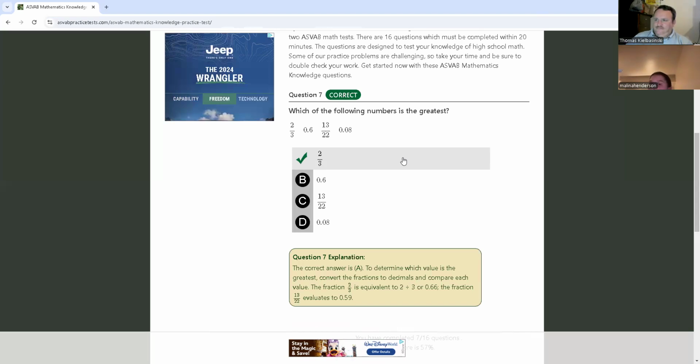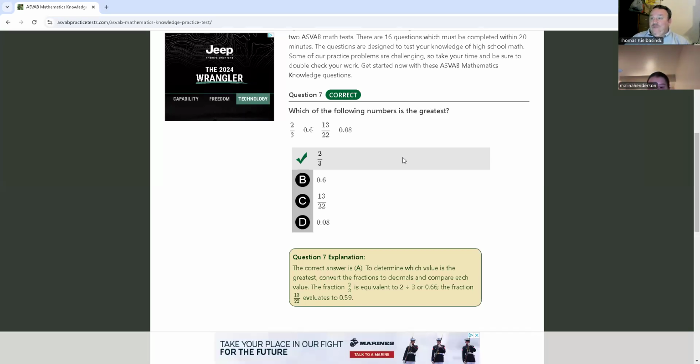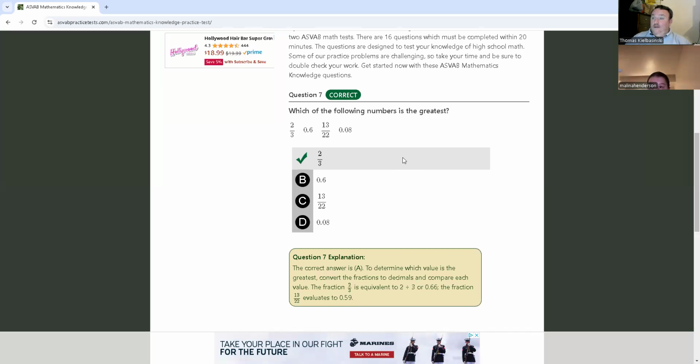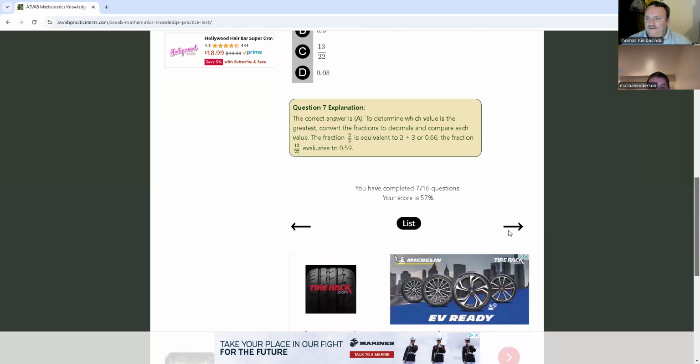You got it. Cool. The correct answer is A. To determine which value is the greatest, convert the fractions to decimals and compare each value. 2 over 3 is 2 divided by 3, or 0.67. For 13 over 22, the value is 0.59. Most people usually pick the 13 over 22. They look at the bigger numbers and see it's over 50%, so that should be correct. And then they look at it and say, oh, the other number's not high.